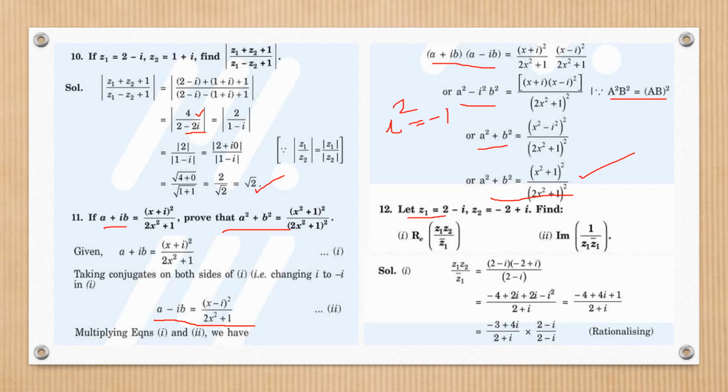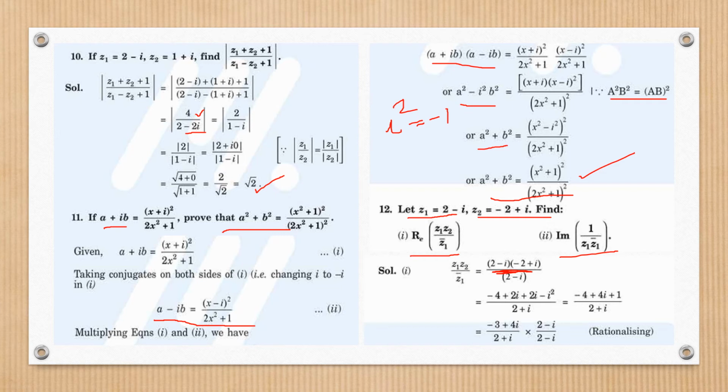Let z1 is 2 minus iota, z2 is minus 2 plus iota. Find the real part of z1 z2 upon z1 bar and the imaginary part of 1 upon z1 z1 bar, right? So see, I have to firstly make this complex number. So z1 into z2 is the product of these two, and z1 bar is the conjugate of 2 minus iota, that is your 2 plus iota. This is the conjugate here, okay? So please don't forget to put the bar sign, because here we will change to 2 plus iota then.